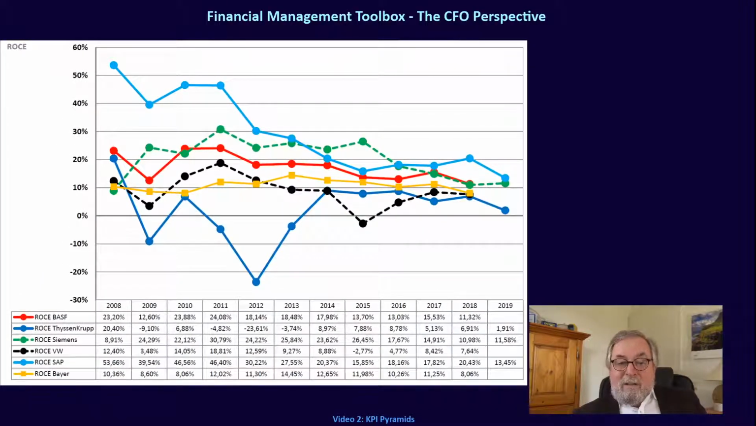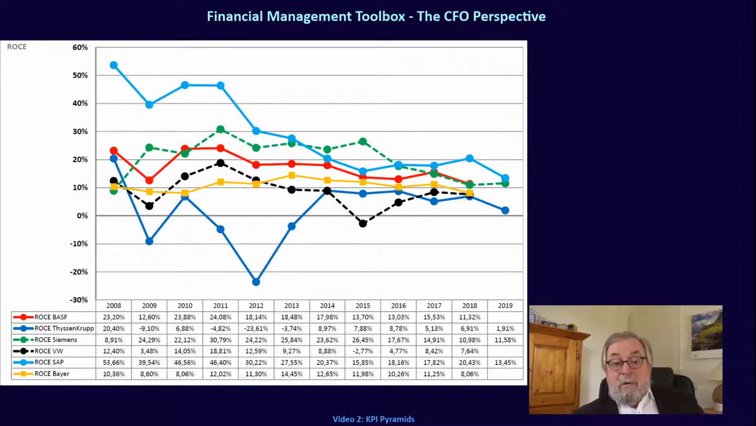I also added ThyssenKrupp, the famous steel company that had to leave the DAX 30 after 31 years due to a long decline in market value. You will find the download link to the following charts and tables in the comment below.